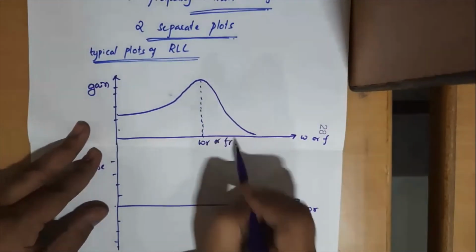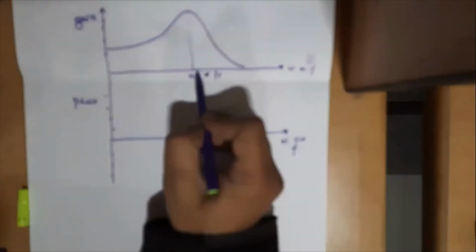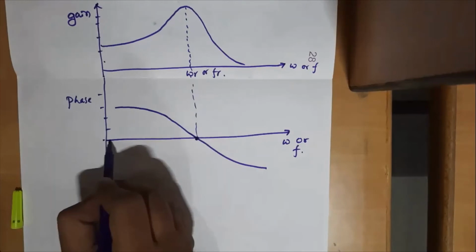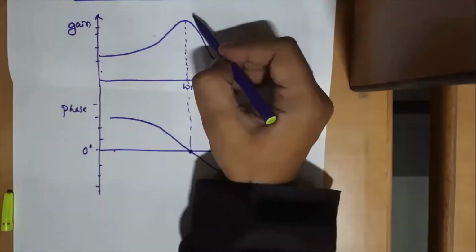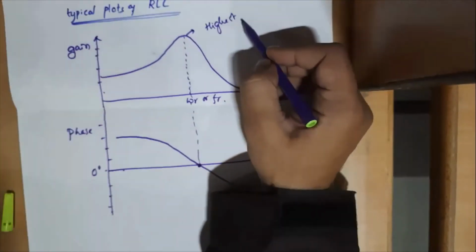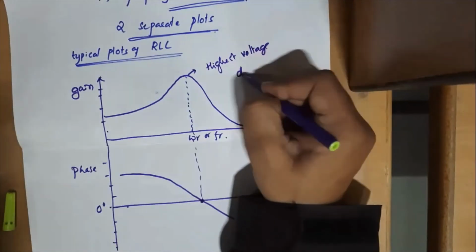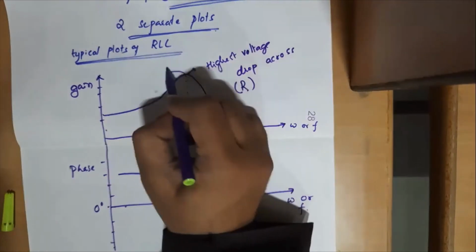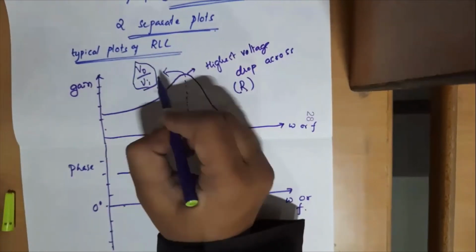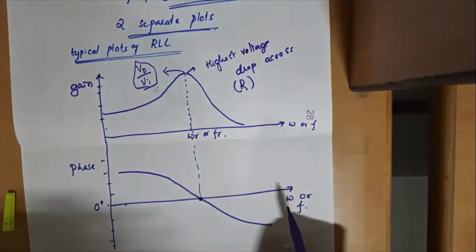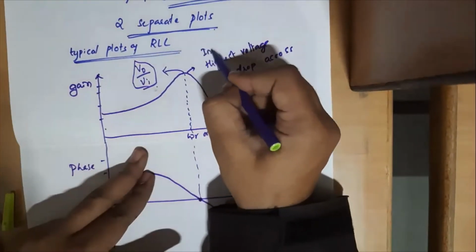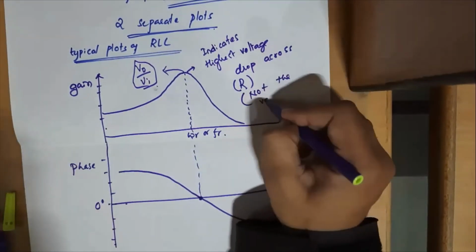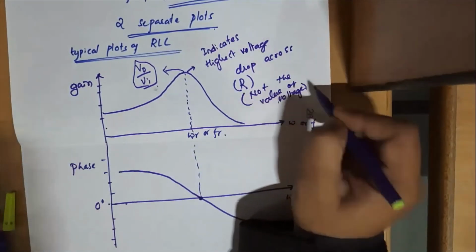And the peak is called the resonant frequency, either in hertz or radians per second. And this is your phase angle plot. At resonant frequency, there won't be any phase angle shift. The peak depicts the highest voltage developed across the resistance. It's not the value, but just the gain. Highest voltage drop across R, or the maximum current flowing in the circuit. It's an indication. It's not the exact value of the VR.